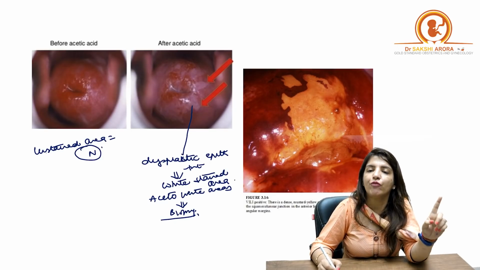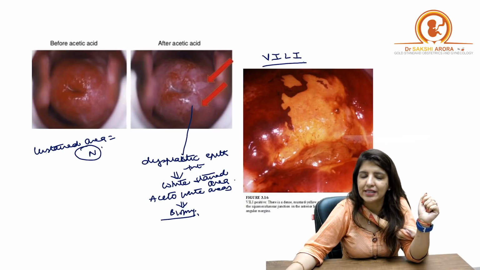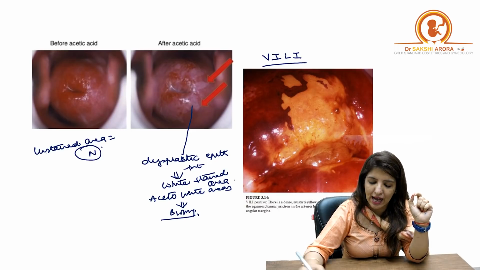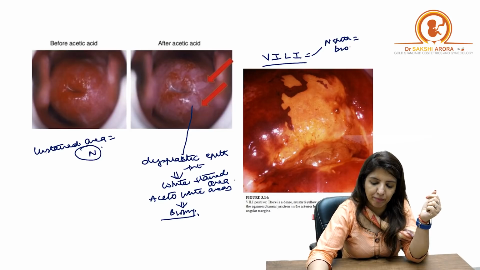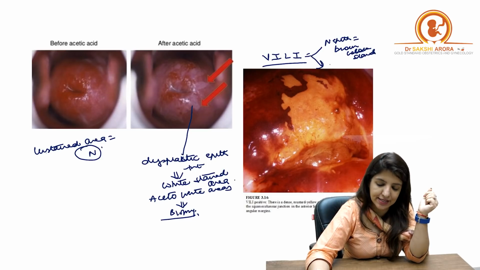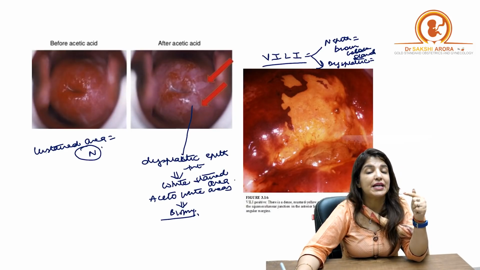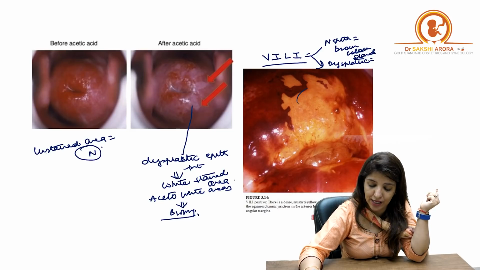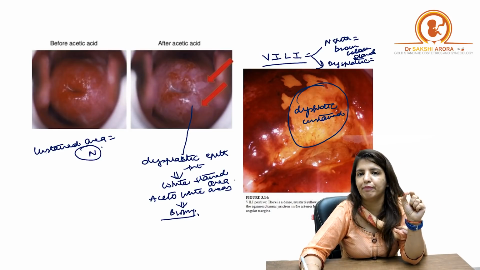On the other hand, if you are doing visual inspection with Lugol's iodine, whenever you apply Lugol's iodine, normal epithelium will take brown color. So, normal epithelium would be stained, whereas the dysplastic epithelium will appear yellowish in color, right? So, dysplastic epithelium is the unstained area. Over here, can you see? This is the dysplastic epithelium, and it is unstained. It has not taken up the brown stain.